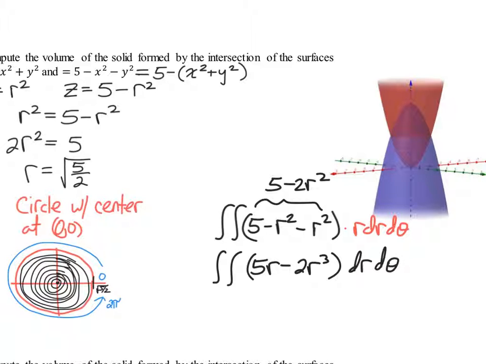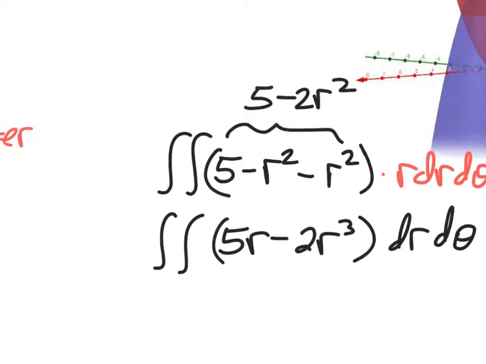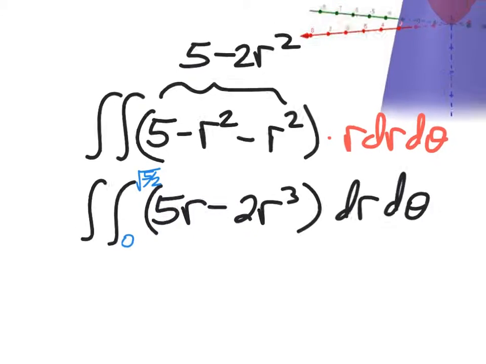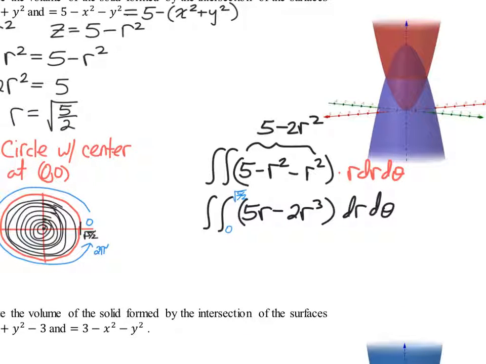All right, so I know what my bounds are for r. I'm starting with a circle that has no radius, and I'm maxing out at a circle that has a radius of radical 5 over 2. In terms of the angle, I'm going around the entire circle. So I'm starting at 0, and I'm going to 2 pi.